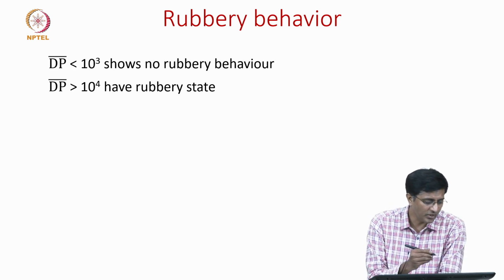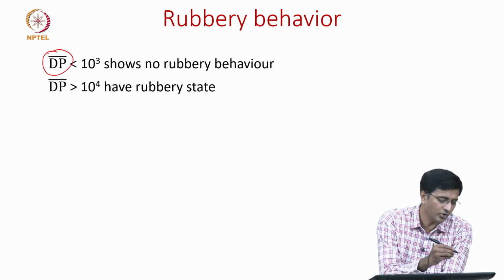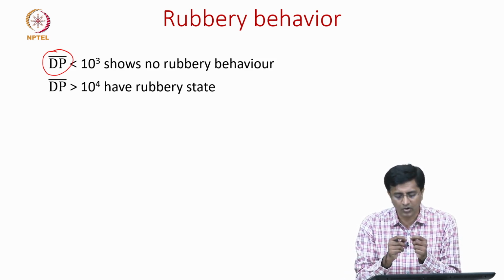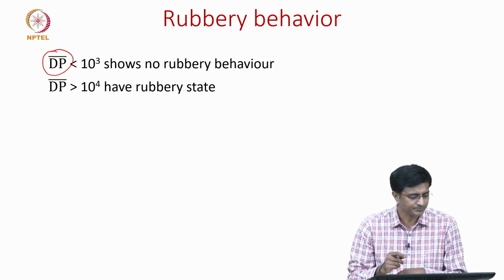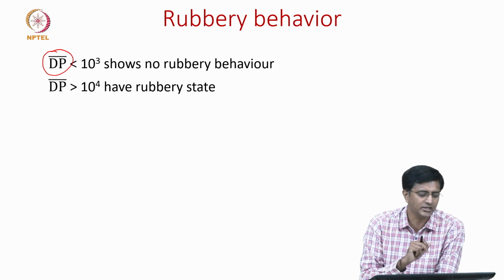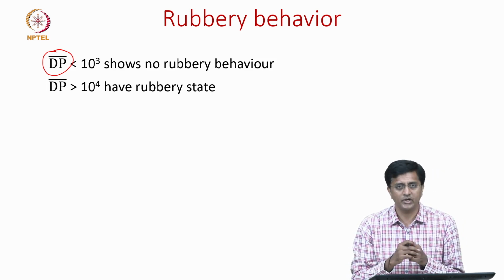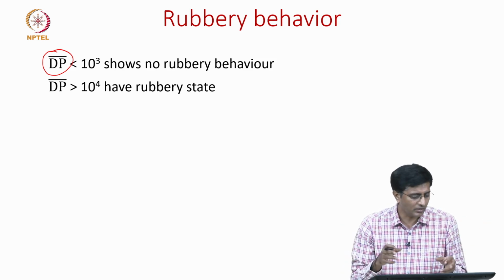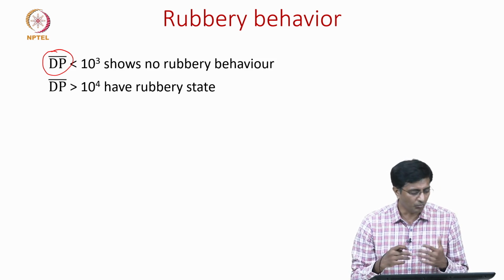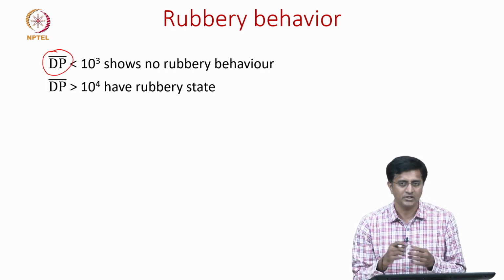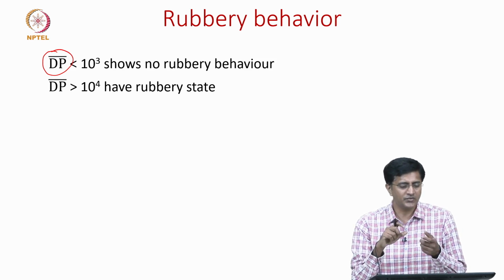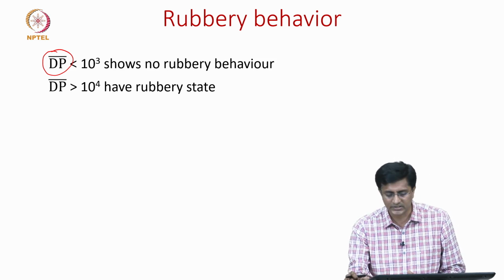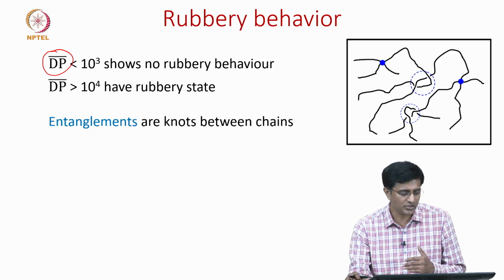But this rubbery behavior depends on the average degree of polymerization. Previously we have seen what the degree of polymerization is. It gives an idea about how long these molecular chains are. So if this value is less than 1000, it is hard to see the rubbery behavior, because the molecular chains are too short. These are not too long, like in the other case when we are talking about more than 10,000, that is when we see the rubbery state. When the molecular chains are small, it is very difficult to entangle each other.